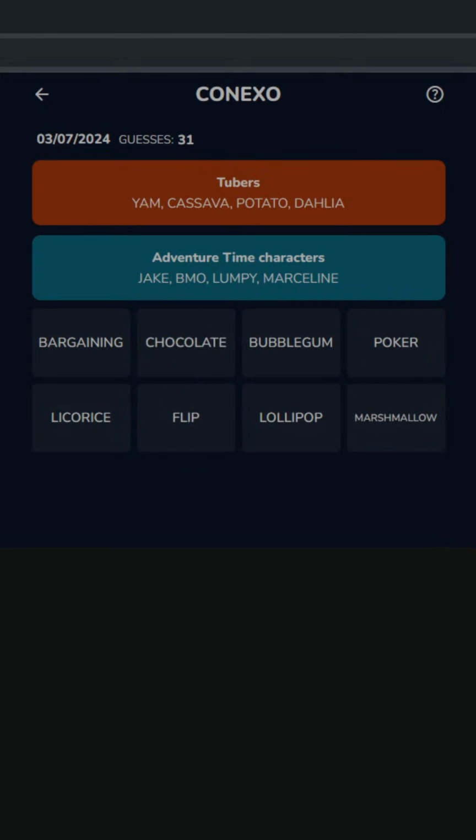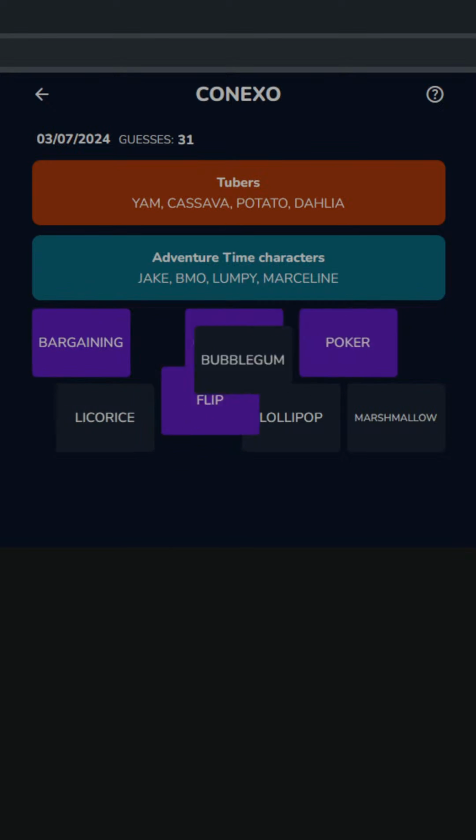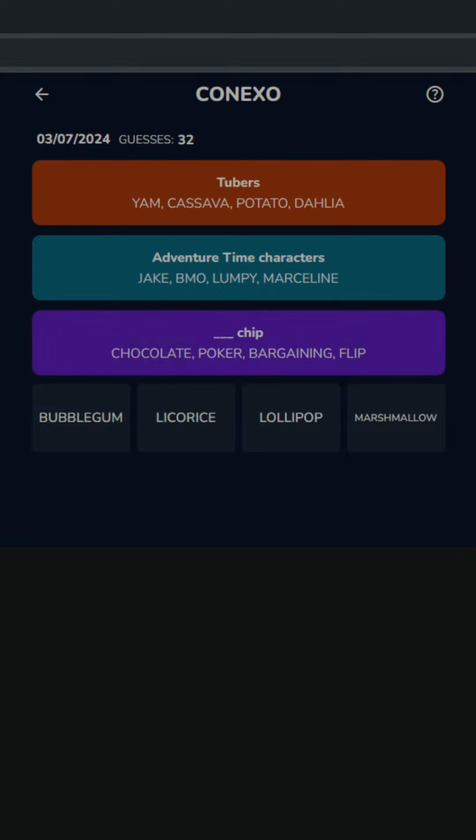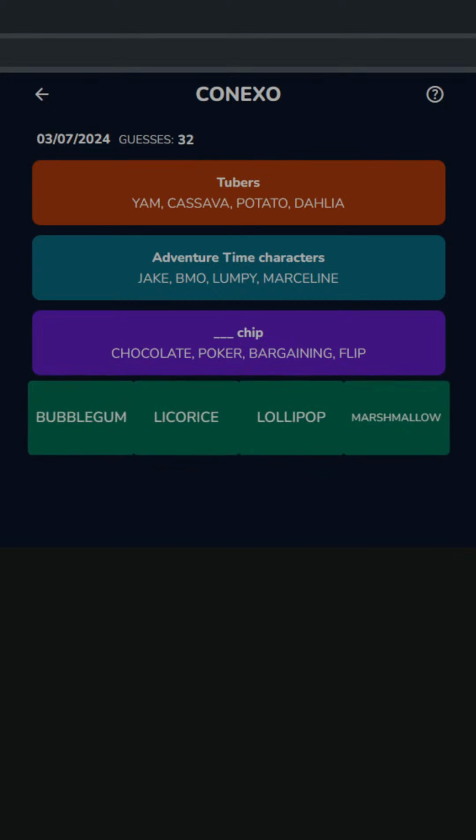I can't believe that's not right. I don't know what bargaining could be for. What? Oh. What the heck is a flip chip? I've never heard of a flip chip before. And didn't I do bubblegum, licorice, lollipop, marshmallow?